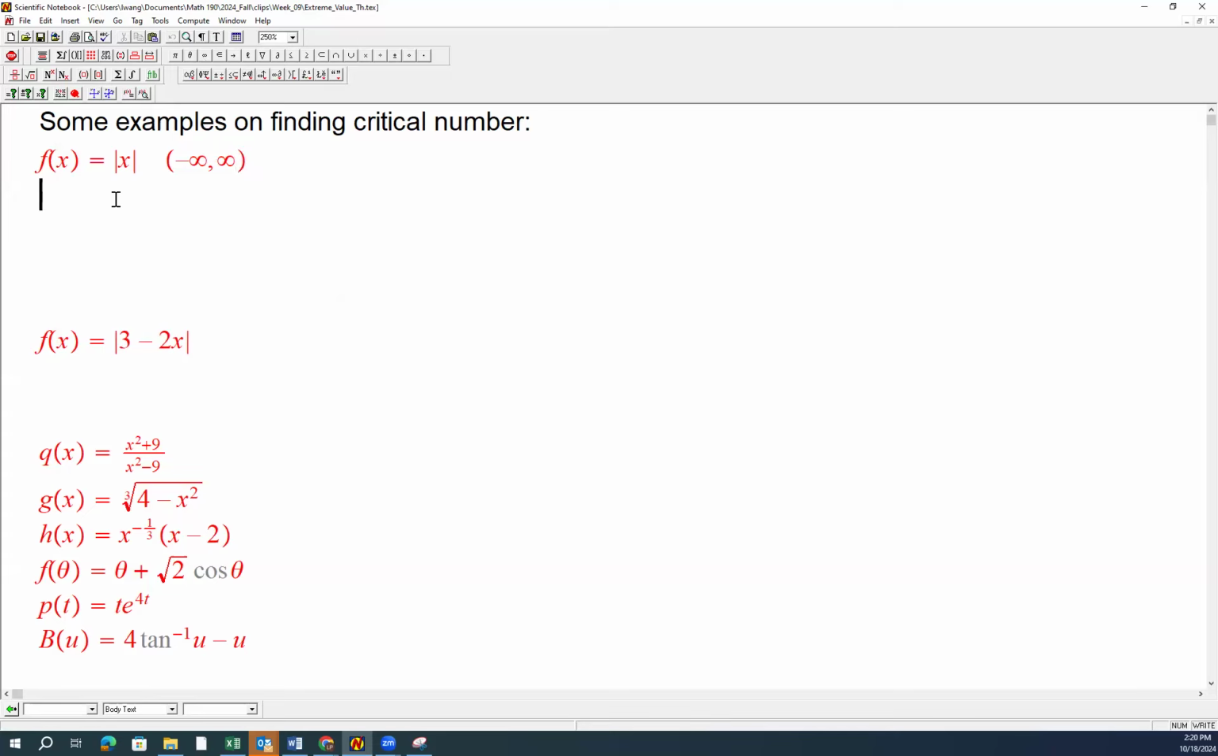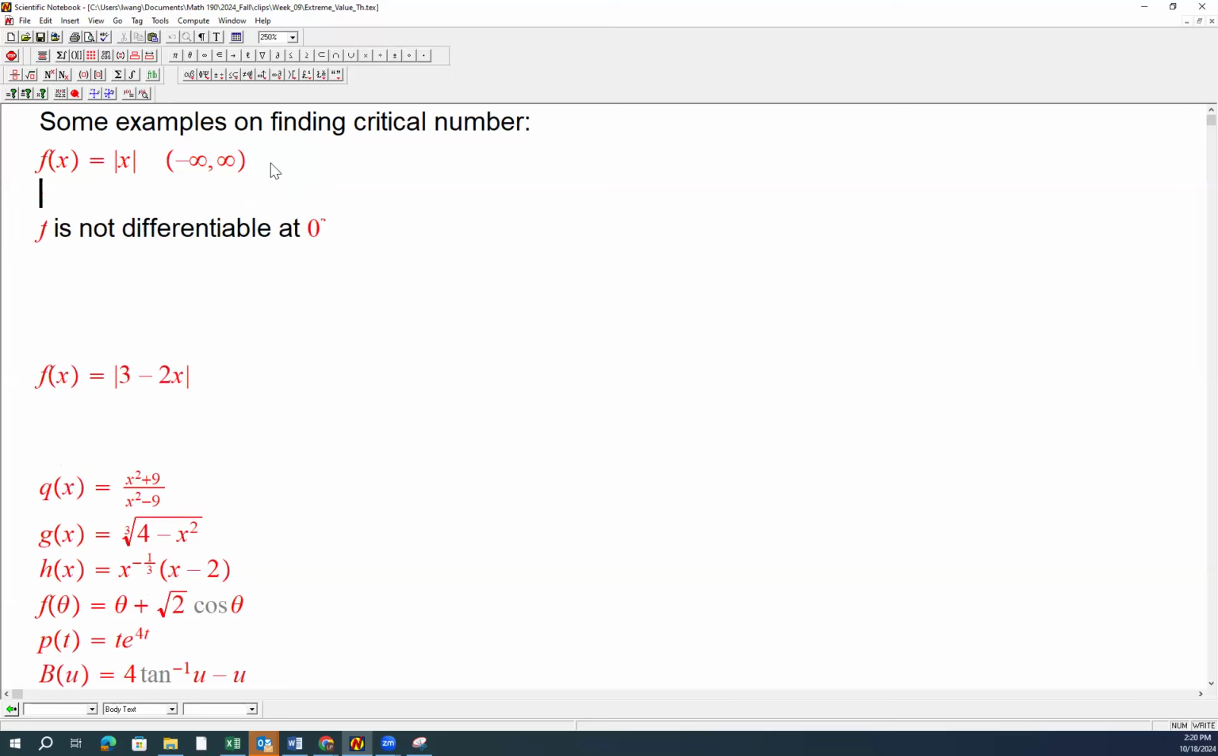But this function is not differentiable, right? So f is not differentiable at 0. So 0 is not in the domain of the derivative. But the derivative exists for all the numbers other than 0.